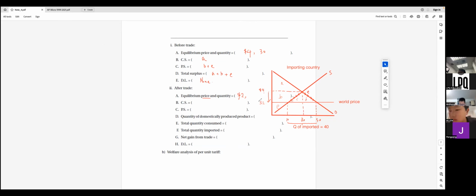After we can do international trade, how many units do we consume? 50. So you guys do B and C, your turn. So now where is the consumer surplus? These two are important. Where is the consumer surplus now?